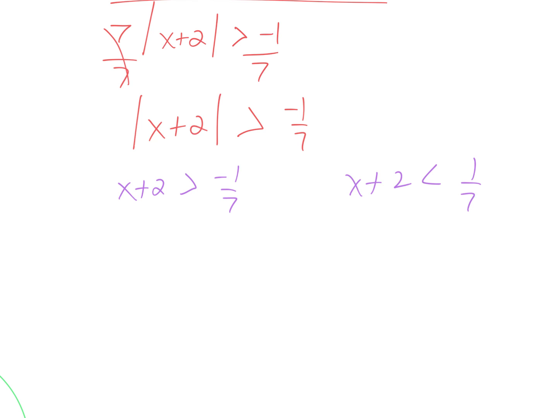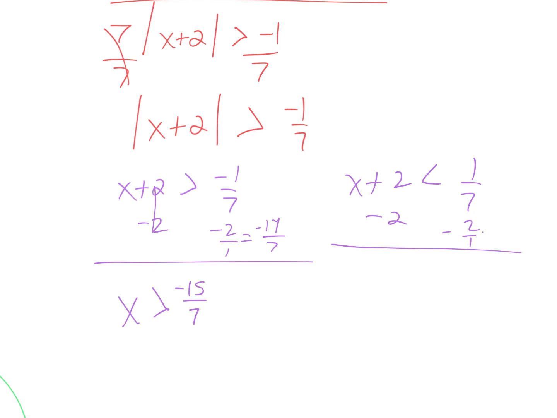I'm going to subtract 2 from both sides. So I'm subtracting 2/1. I have to get a common denominator, which would be 7. So this becomes negative 14/7, right? Negative 14 divided by 7 is negative 2. So over here, I have negative 15/7. I'm going to do the same thing over here. I'm going to subtract 2. So this becomes 7ths. Again, it's negative 14. So this becomes x is less than negative 13/7.